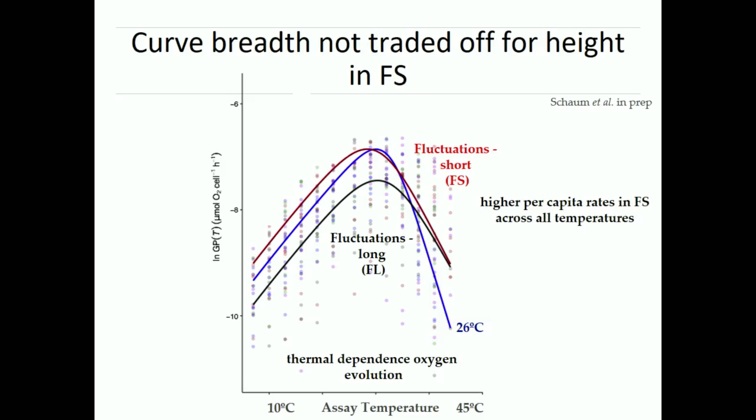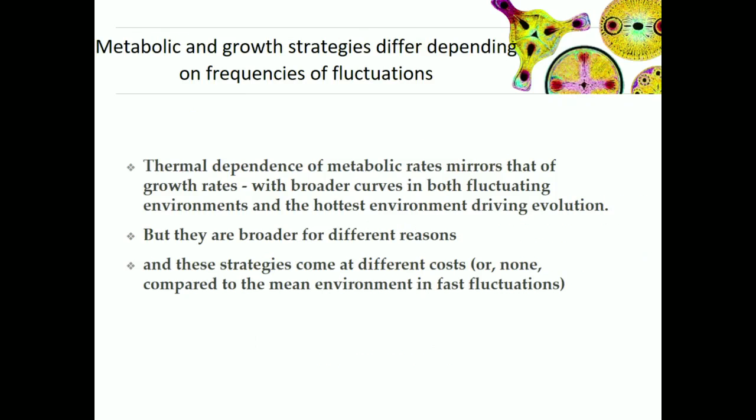And this does not come as a trade-off in the short fluctuating environment, where generally per capita rates of photosynthesis are higher than they are in the stable environments. We do see that in the environment that fluctuates over longer term scales. We also see that the curve is broader, but only in the really stressful environment does it come at a benefit.